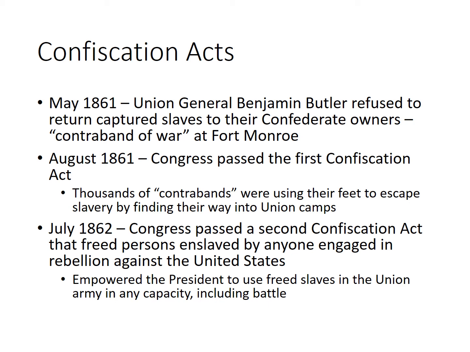In July of 1862, Congress passed a second Confiscation Act that freed persons enslaved by anyone engaged in rebellion against the U.S. This allowed the president to use freed slaves in the Union Army in any capacity, including battle.